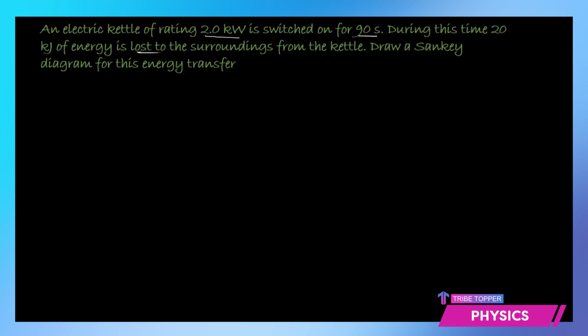So let's find out how much energy is supplied in 90 seconds. That's 2 kilowatt, which means 2 into 1000, so 2000 watt, and energy is power into time. It is being kept on for 90 seconds. So using the formula energy equals power into time, we have 2000 into 90, which gives us 180 kilojoules of energy. Out of this 180 kilojoules of energy, 20 kilojoules of energy is lost to the surroundings.